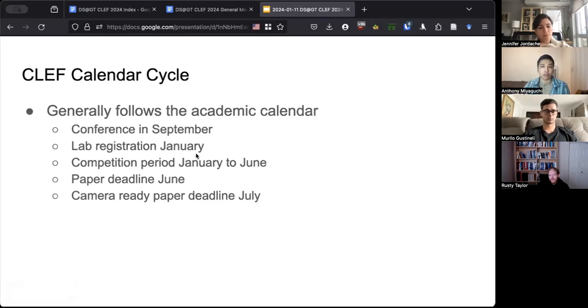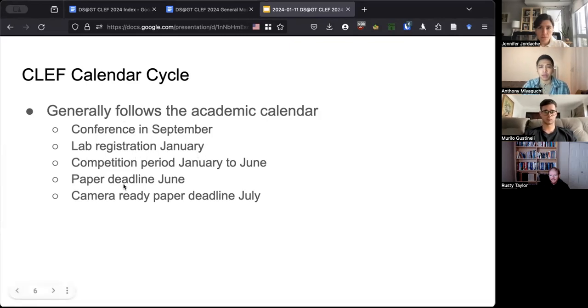There's a period after the conference where they're figuring out the organization of each of the labs, who's going to be leading the chairs, and all the stuff that happens in the background. Then the lab opens in January, and this starts the competition period. So team formation and figuring out what labs you're going to compete in, and actually making the submissions and doing the work of building these functional information retrieval systems. The competitions generally end in May or June. So there's between 4 and 6 months, depending on the lab.